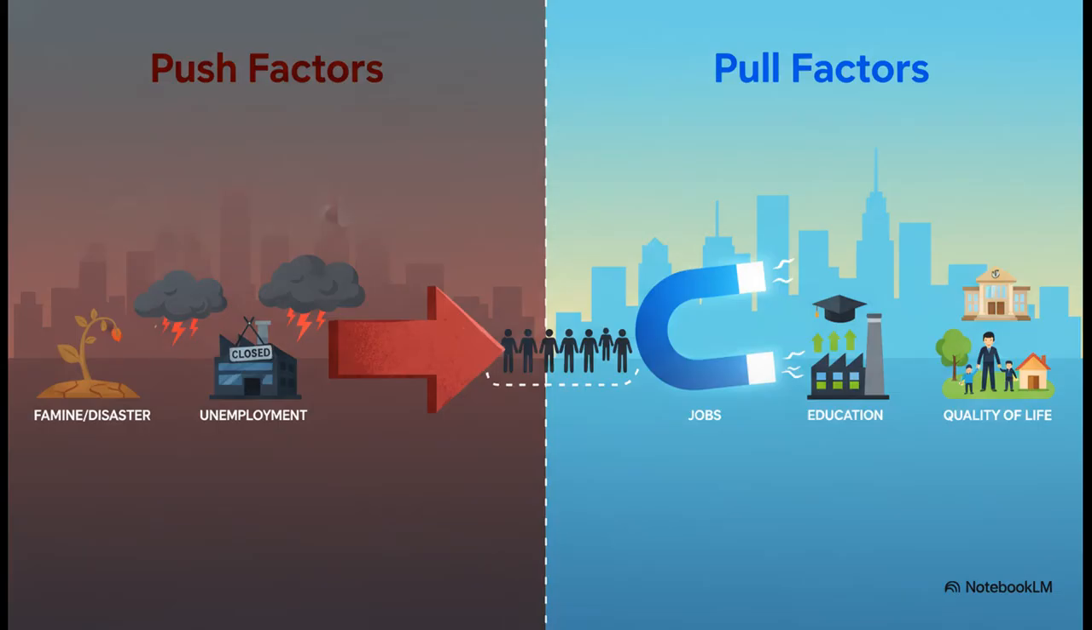Okay, so the crucial idea here is understanding the difference between push and pull factors. It's pretty straightforward. Push factors are all the negative things that literally push people to leave their homes. We're talking unemployment, political trouble, even natural disasters. Pull factors, on the other hand, are all the positive things that pull people to a new place, like better jobs, safety, good schools, a better life. One pushes you out, the other pulls you in.